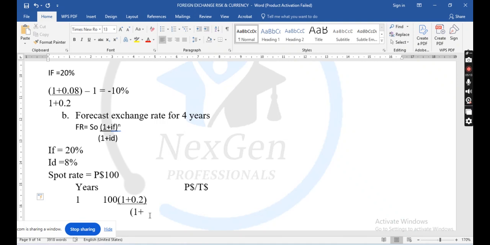1 plus the ID, which is 0.08, right? Then this is raised to the power of the number, which is 1, year 1. Don't forget that this power of 1 is for both numerator and denominator, right? So you multiply. So what is the answer, please?